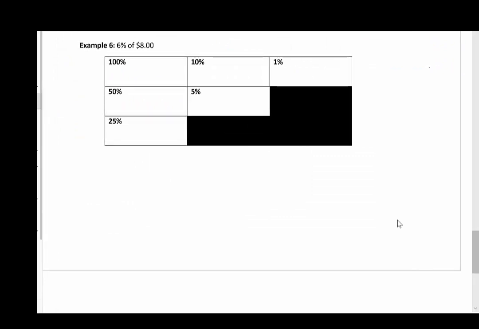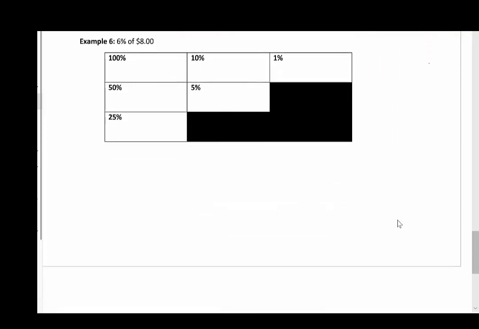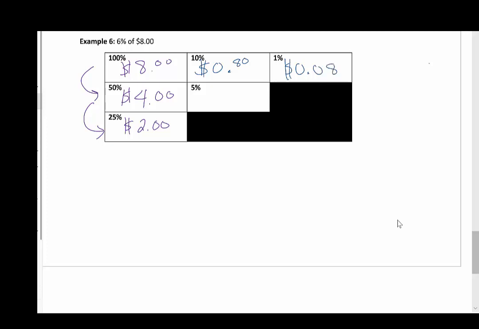All right, last one. 6% of $8. Oh, and quick thing on here, a lot of times you could round up to the nearest dollar, so you don't have to deal with so many decimals in a lot of situations where you're estimating. We'll talk more about that later. Okay, 6% of $8. Well, 100% would be $8. 50% would be $4. And 25% is $2. I divided by 2 every single time. As we go to the right, we move the decimal over 1, so that'd be 80 cents. And as we move to the right again, we'd move the decimal again 1 to the left, so that'd be 8 cents. To do 5%, we could either divide 80 cents by 2 or move the decimal over 1, but either way, we're going to get 40 cents.